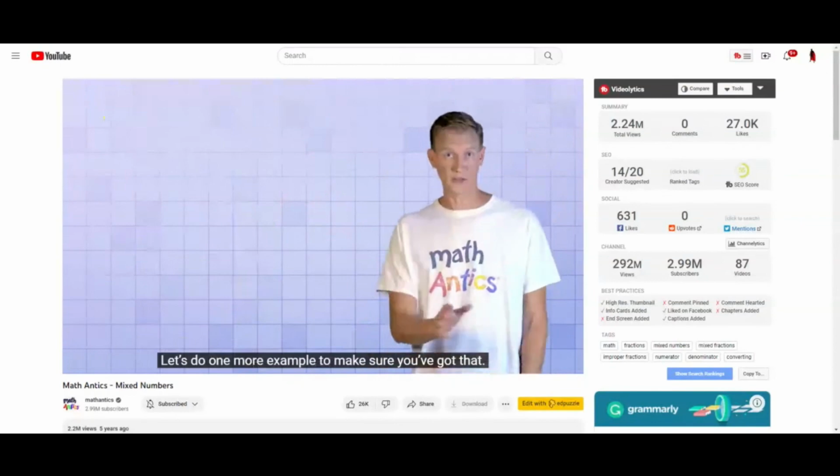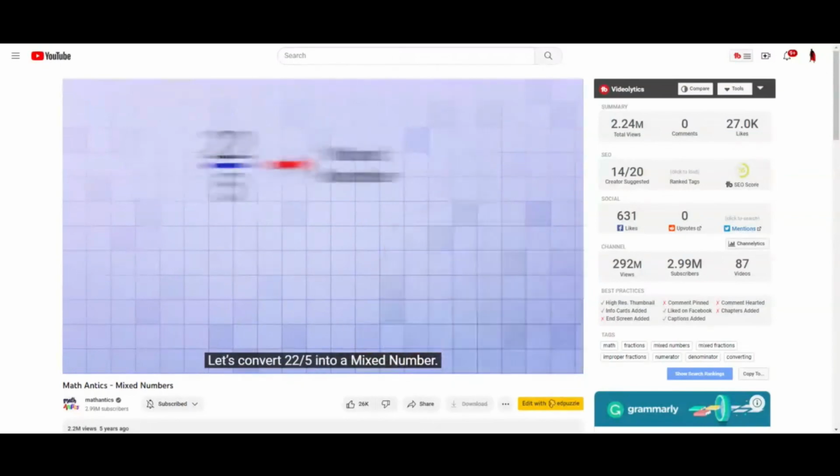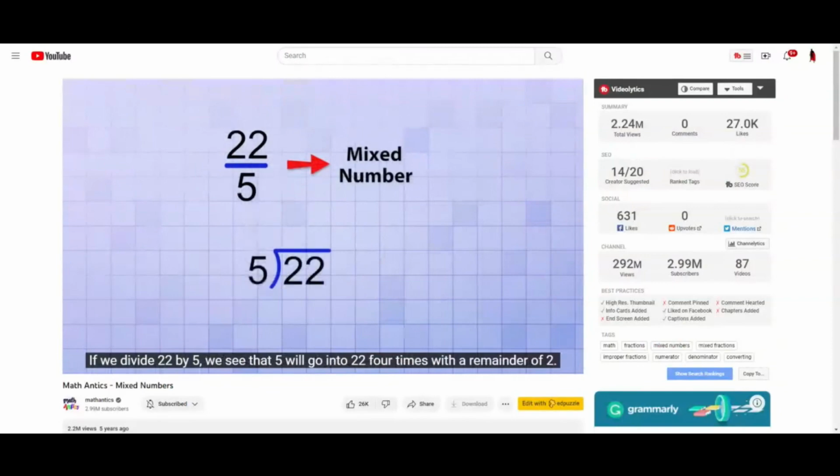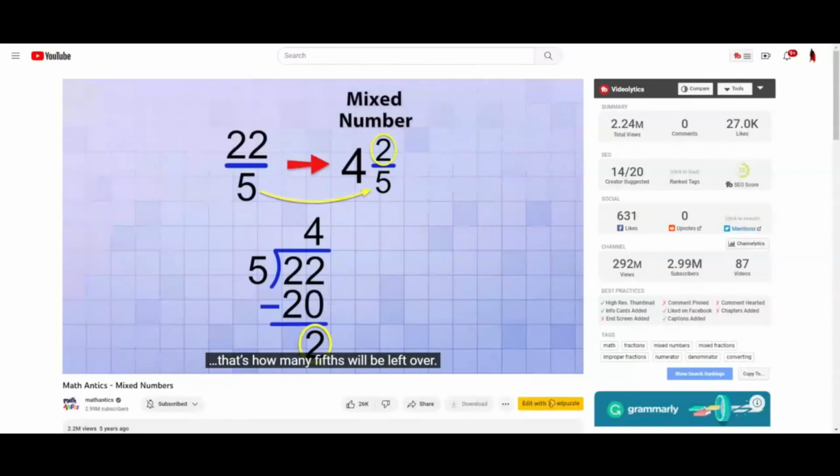Let's do one more example to make sure you've got that. Let's convert 22/5 into a mixed number. If we divide 22 by 5, we see that 5 will go into 22 4 times with a remainder of 2. That means that the whole number part of the mixed number will be 4, and the fraction part will be 2/5, because our remainder was 2. That's how many fifths will be left over. So 22/5 is the same as 4 2/5.